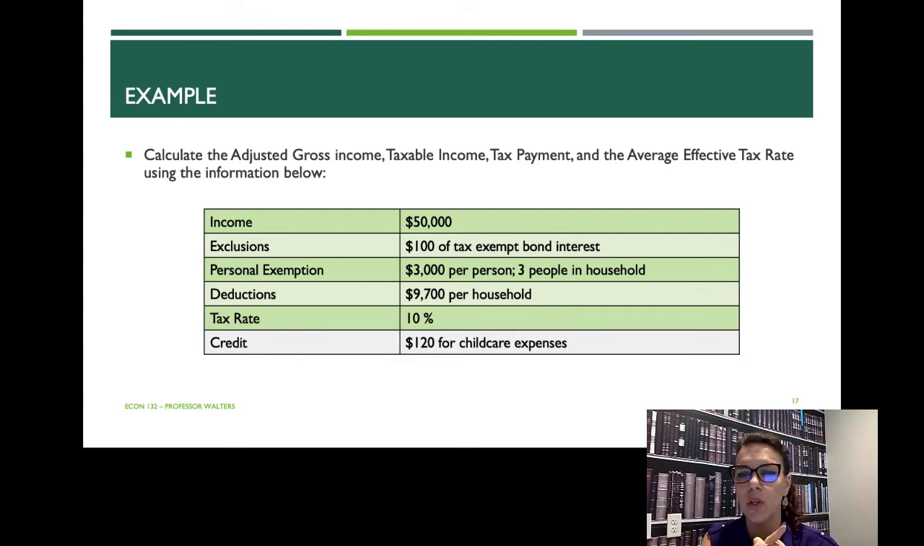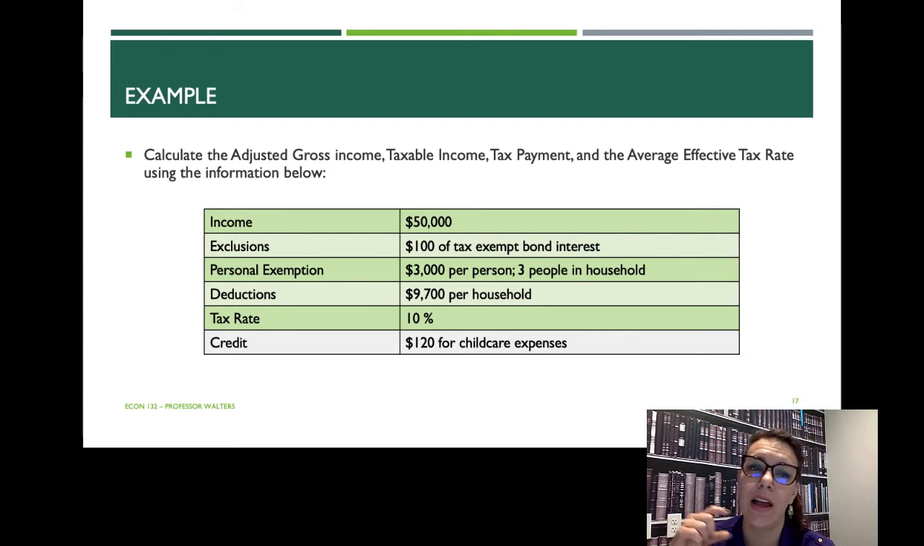State and local government bonds, you do earn income on them in the form of interest payments from the state or the local government entity. But it's exempted, and so you can exclude that income from taxation. It is not taxed. So adjusted gross income is your income minus your exclusions. So already this individual's adjusted gross income is $49,900.